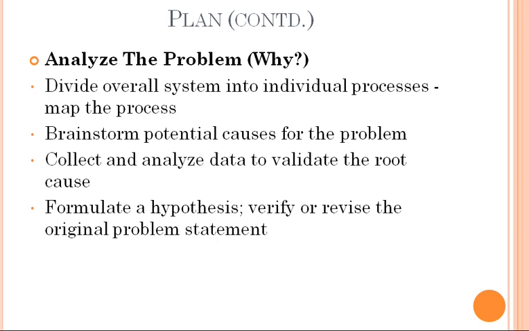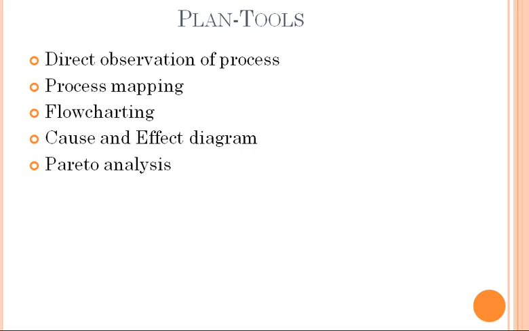If you want to plan, you have to analyze the problem: why? Divide the overall system into individual processes. Map the process. Brainstorm potential causes for the problem. Collect and analyze data to validate the root cause. Formulate a hypothesis. Verify or revise the original problem statement. What are all the planning tools? They are direct observation of the process, mapping, flow charting, cause and effect diagram, and Pareto analysis.